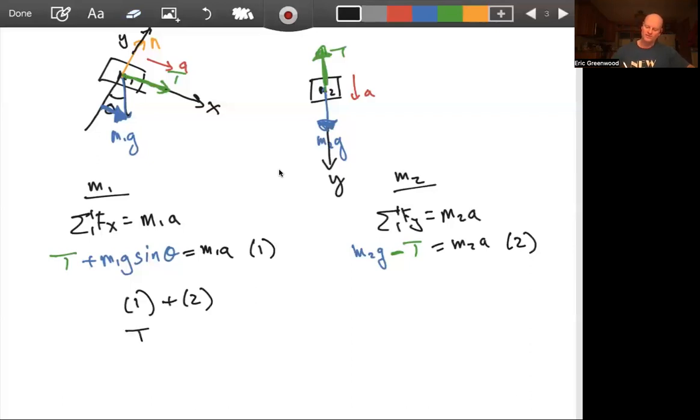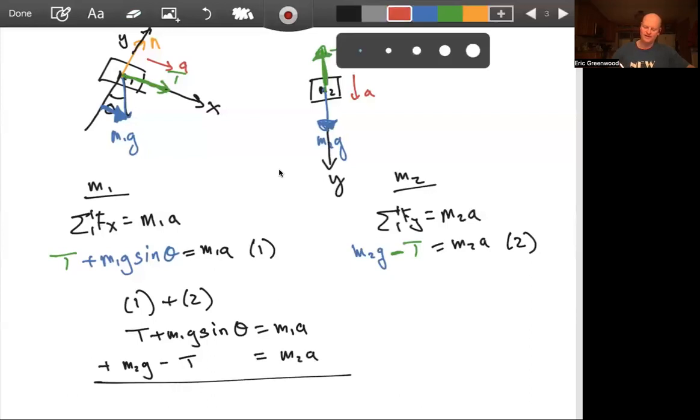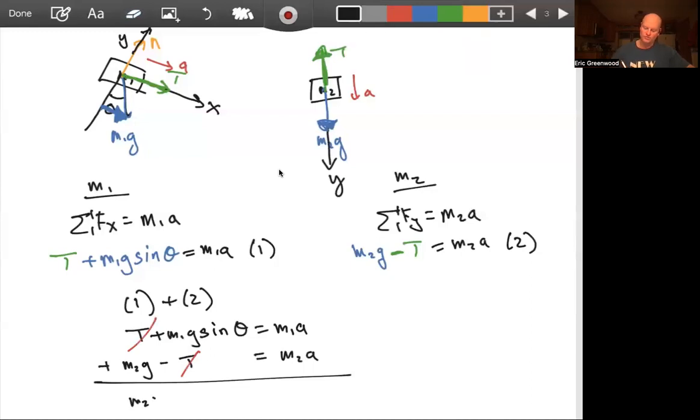So equation 1 gives me T plus m1 g sine theta is equal to m1 a. And I'm going to add that to m2 g minus T is equal to m2 a. If I add these together, my two tensions are going to cancel, and I'm going to be left with m2 g plus m1 g sine theta is equal to m1 plus m2 times a. On the right-hand side, I've simply factored out a.